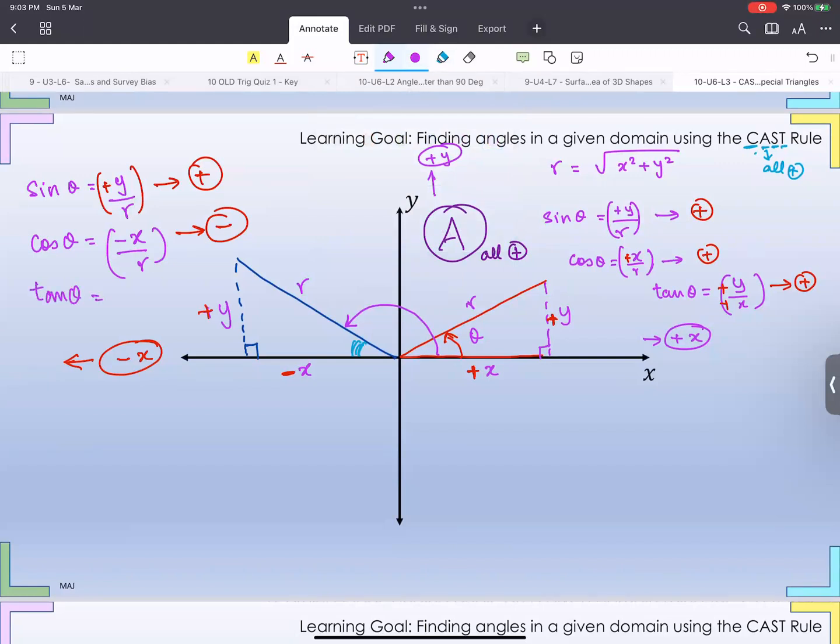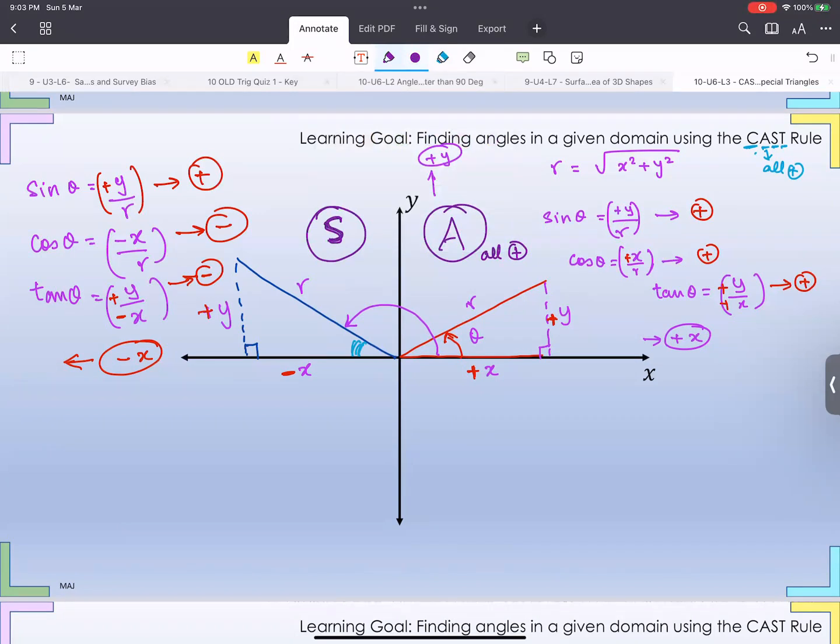Tan theta is opposite over adjacent, positive y divided by negative x, right? So that's a positive divided by a negative, which is going to be negative. So guess what's positive in the second quadrant? Only sine is positive. And therefore, we say S, right?